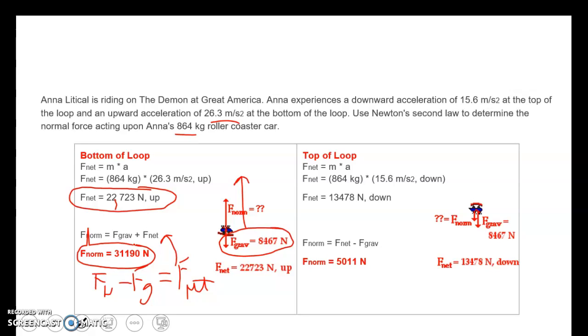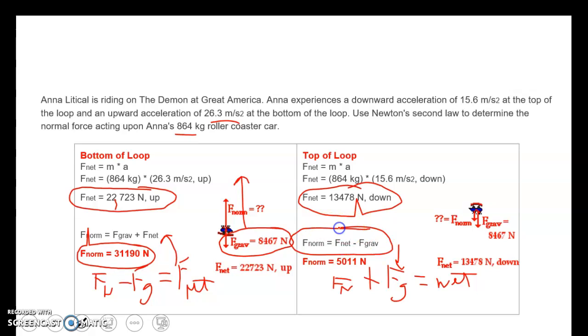And to find our net force, we take mass times that acceleration, and we get 13,478. And that's going down. Now the difference is, since both normal force and gravity are going the same direction, normal force plus gravity equals net. Okay? So if I know gravity, which is still 8,467, and my net force is 13,478, I just subtract net force minus force of gravity to find my normal force, which is 5,011.